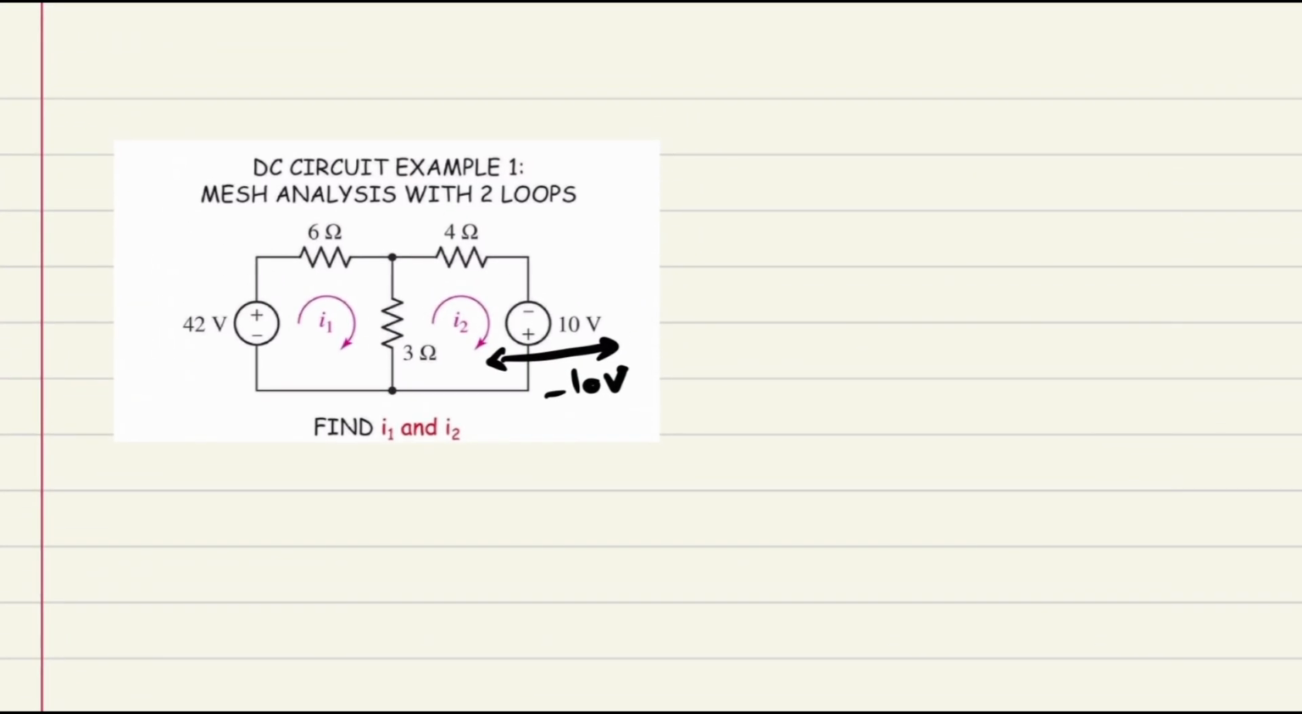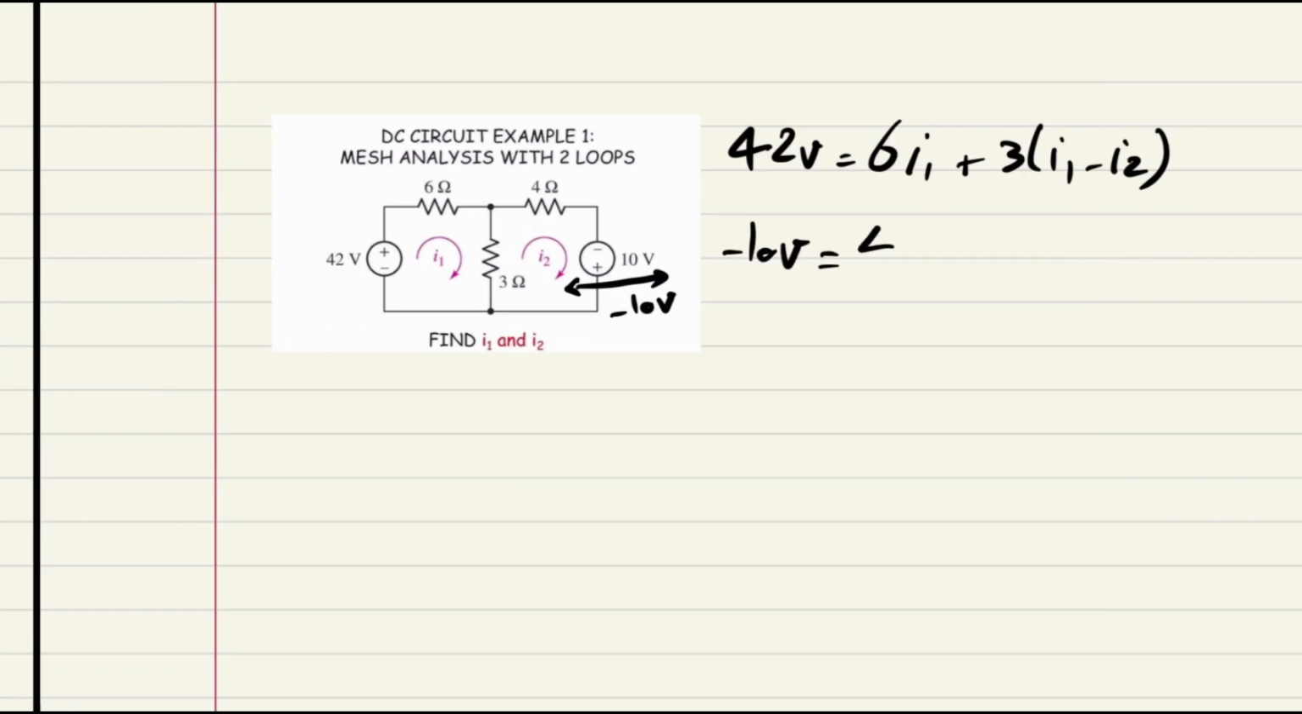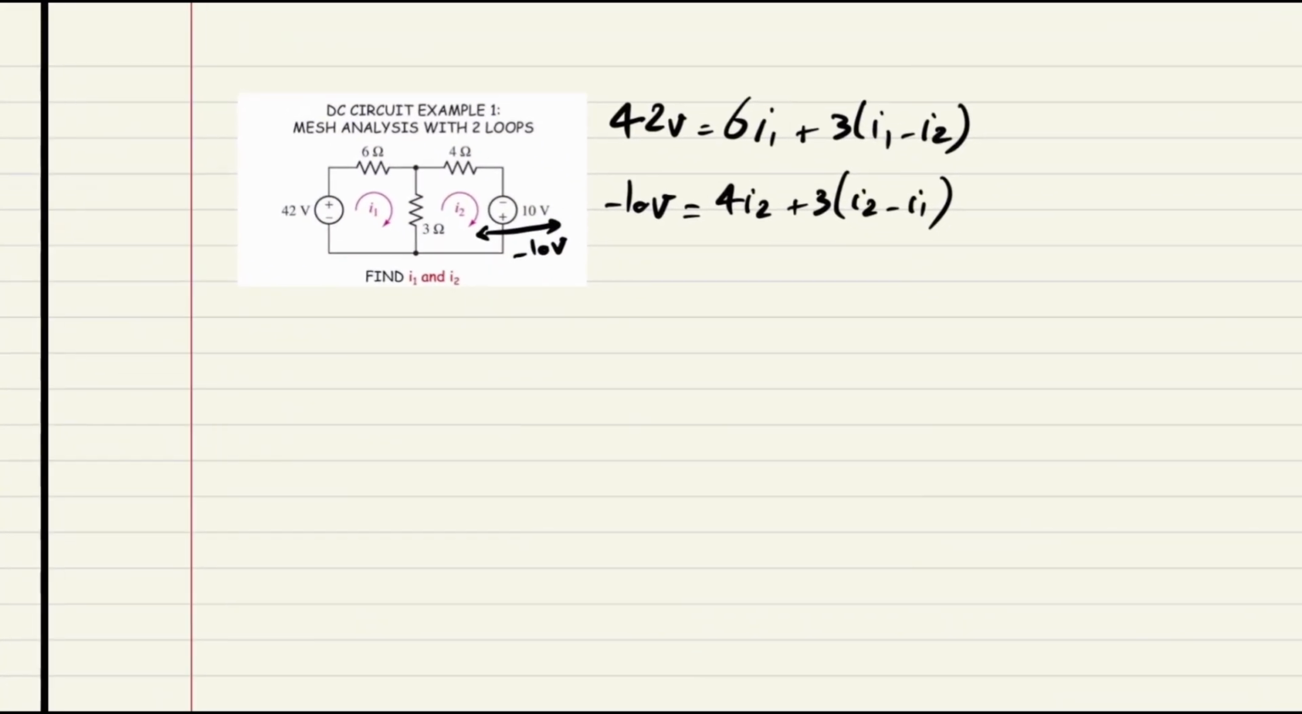Whenever you have something like this, try to consider that. So for the left mesh, I have my 42, I have my 6, and I have 3. So I have 42 volts equals 6 times I1 plus 3 times I1 subtracted by I2, which is the first KVL. For the right KVL, as I just told you, negative 10 volt equals 4 times I2 plus 3 times I2 subtracted by I1. Again, try to expand them: 3 times I1 subtracted by 3I2, 3 times I2 subtracted by 3I1.